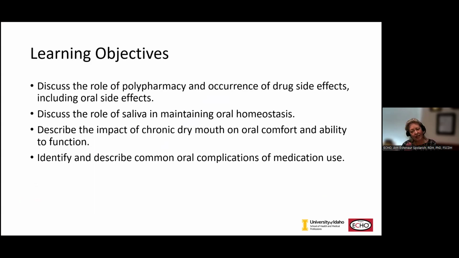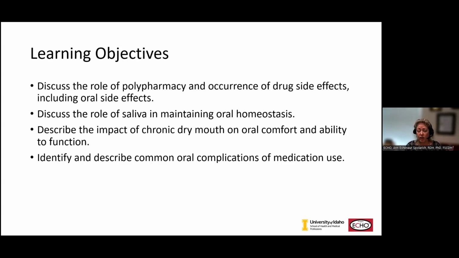And before we dive into all the specific oral side effects that we see with medication use, I want to set the stage to talk about polypharmacy and how drug side effects are really related to polypharmacy and oral side effects. This is something that I certainly encounter and manage all the time with people with medical complexity, as do all of you. And we'll talk also about the role of saliva in how it maintains oral homeostasis and what goes wrong when medications have an effect on saliva.